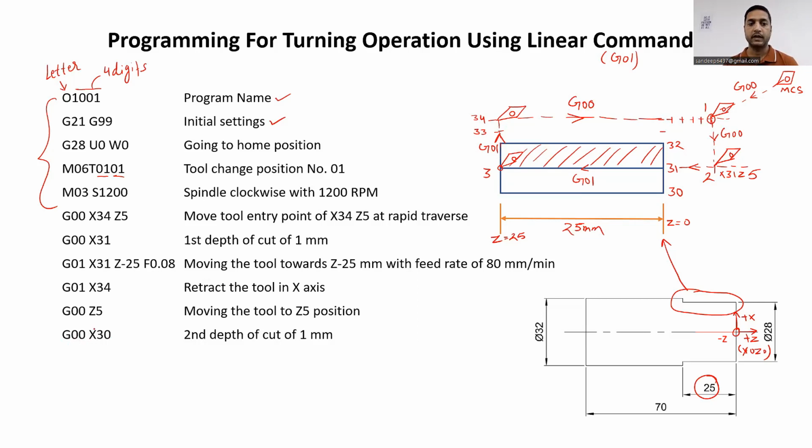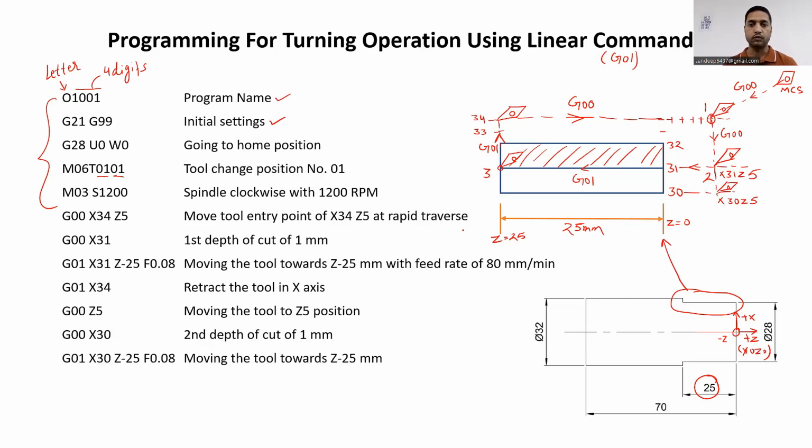We are moving the tool now with rapid traverse to the X30 location. It means now we are providing the second depth of cut, with 1 mm more depth of cut. Now the tool will move from this location to the X30 location. It means the tool will be at this particular X30 location, and Z will be 5, because Z is 5 over here.